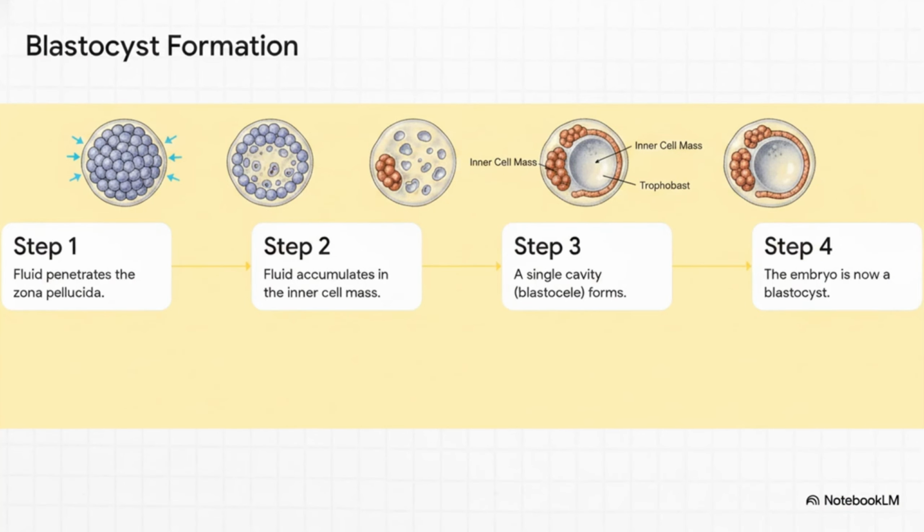So how does this solid little ball, the morula, turn into a hollow blastocyst? Well, as it enters the uterus, fluid starts to seep through the zona pellucida, and it collects inside the inner cell mass. This fluid eventually all comes together to form a single cavity called the blastocele. And at that point, boom, our embryo is officially a blastocyst.